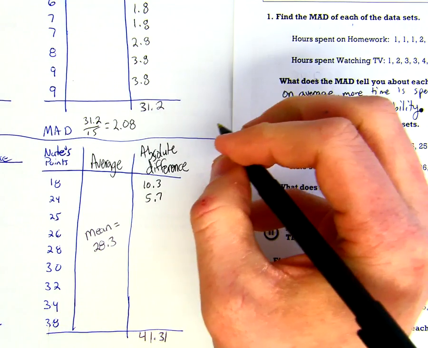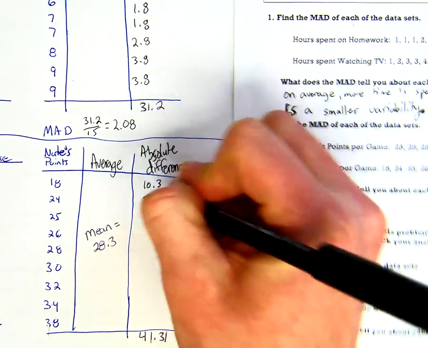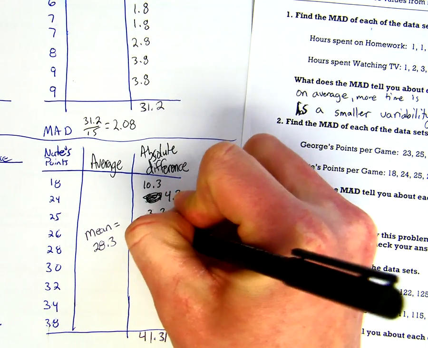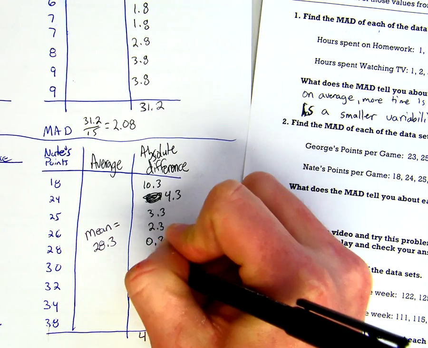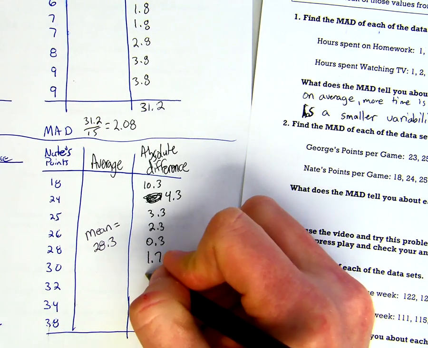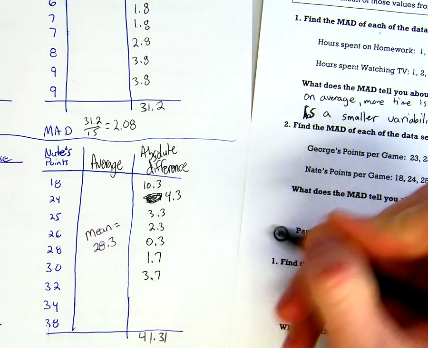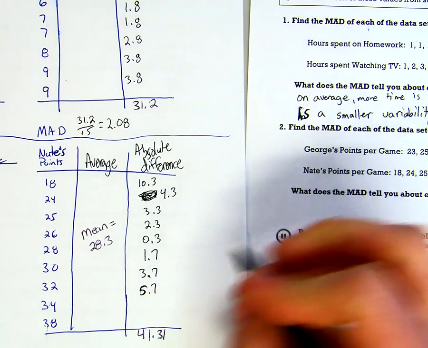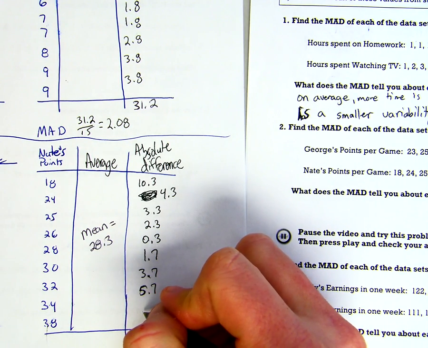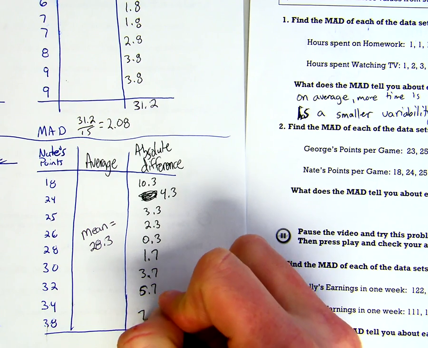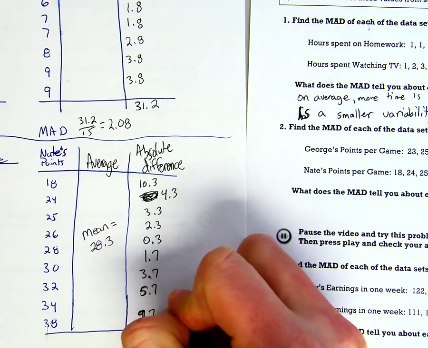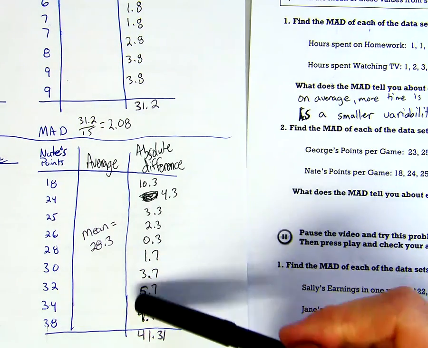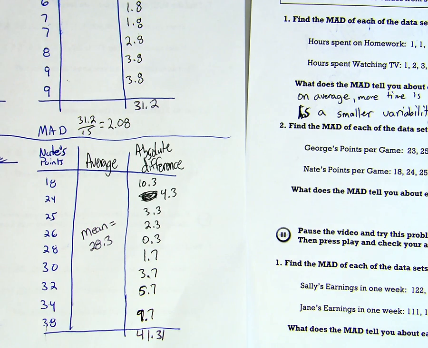Right. Nope. Should be, sorry, 4.3, 3.3, 2.3 for 26, 0.3 for 28, 1.7 for 30. Should have 3.7 for 32, 5.7 for 34, and let's see, 7. Oops. 9.7 for my 38. Go ahead and add all these up and I should get a total of 41.31.